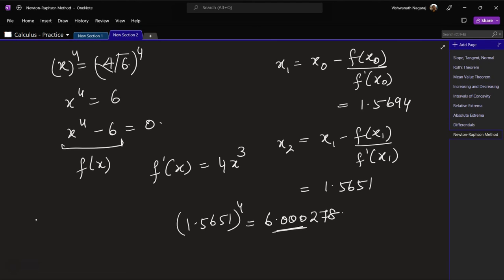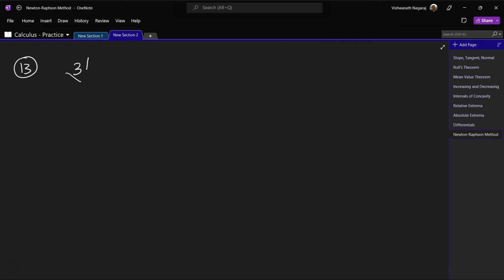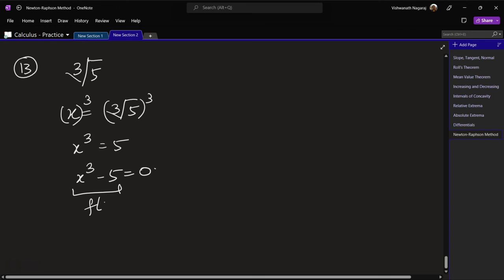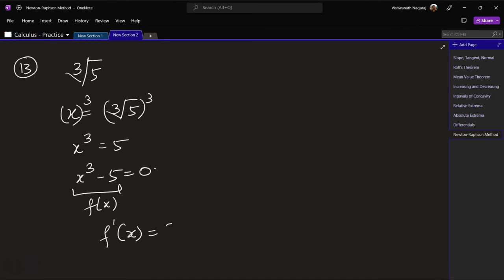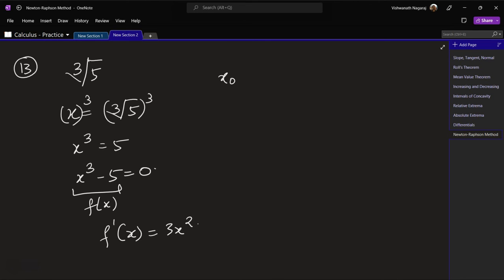Okay. So now let's look at the 13th one. We have to figure out the cube root of 5. So again, let's say x equals the cube root of 5. Cube both sides. We get x cube is equal to 5, so x cube minus 5 equal to 0. This becomes the function, and f prime of x is equal to 3x square. Now, suppose we have to guess x naught, the initial guess. Then how do you do that?